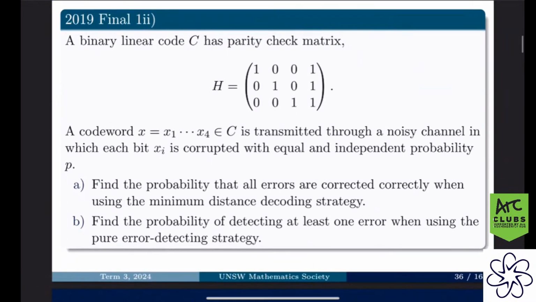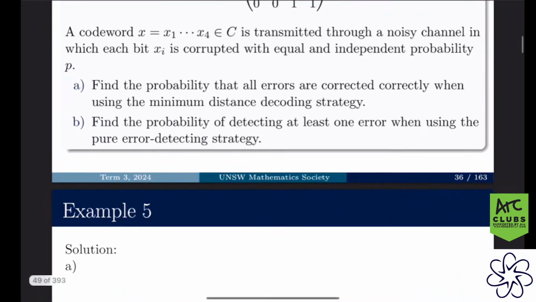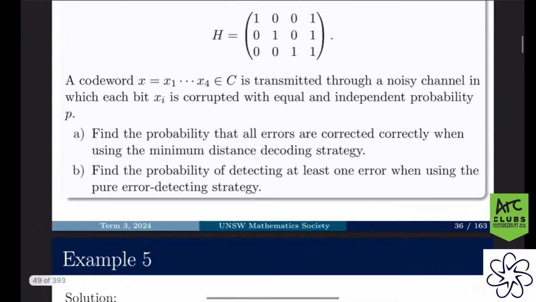Okay, so we have a binary linear code C that has another parity check matrix. And we have a code word that's transmitted through a noisy channel, in which each bit xi is corrupted with equal and independent probability p. So A, find the probability that all errors are corrected correctly when using the minimum distance decoding strategy, right?